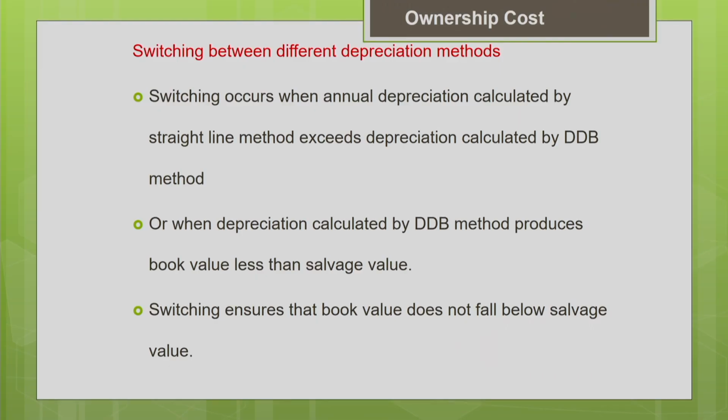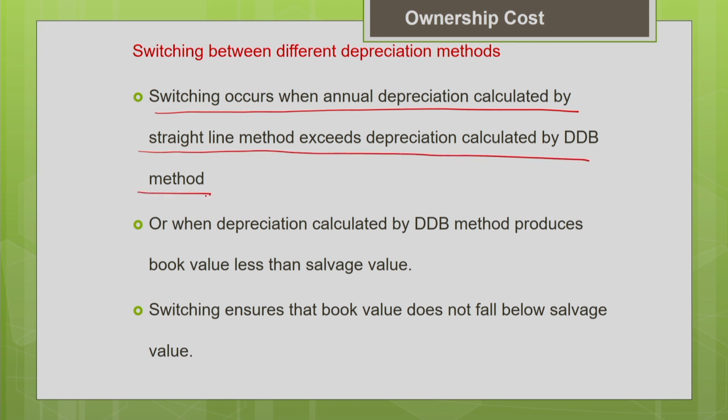So switching occurs, as I discussed just now, when the annual depreciation calculated by the straight line method exceeds the depreciation calculated by the DDB method. It occurs as the initial stage of DDB may be higher than the straight line method. As the age of the equipment increases, your DDB method depreciation may go below the straight line method. In that case, we have to switch over.